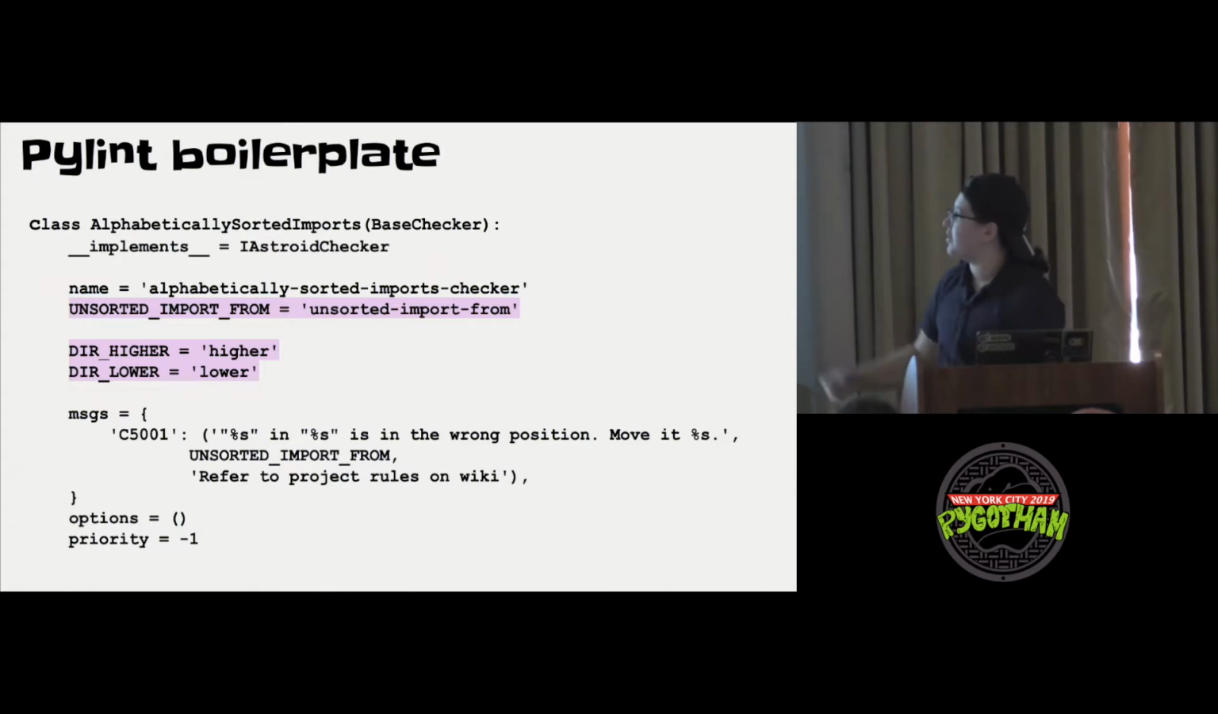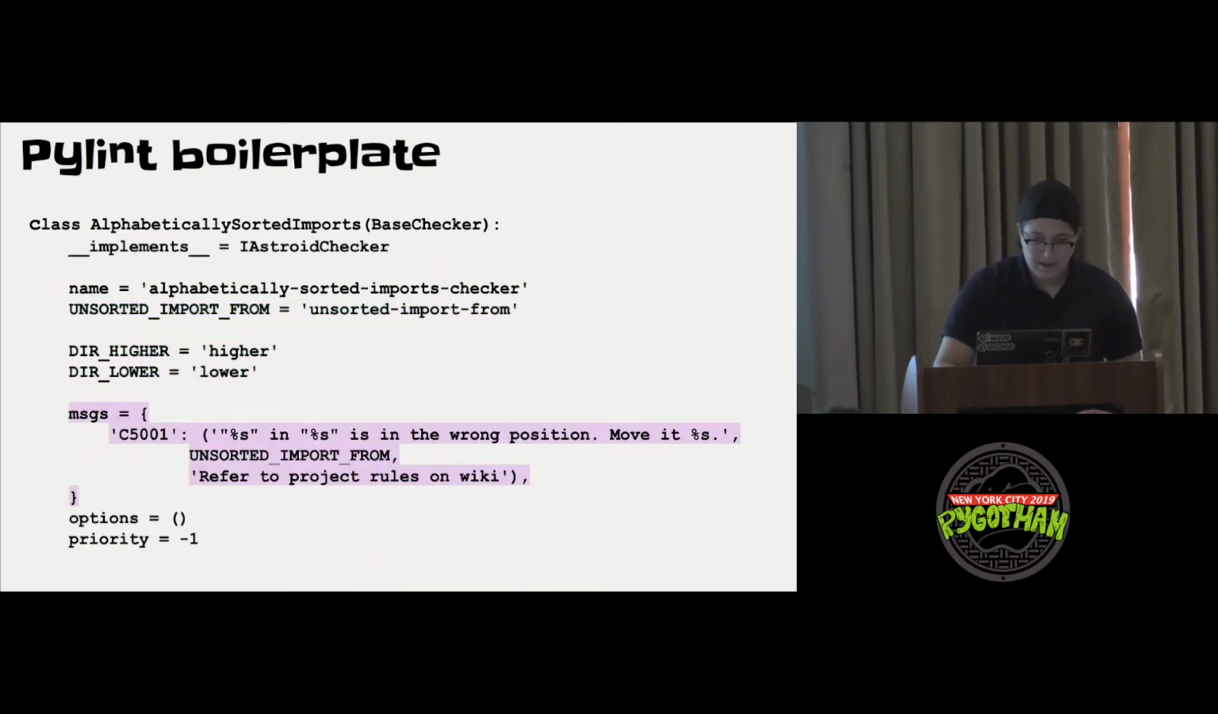And then these next 3 variables are just variables we're going to use for printing and for comparison when we actually want to compare if our import statements are alphabetical or not. And so we're at the message part. And this message part is what happens if the rule gets triggered or flagged.